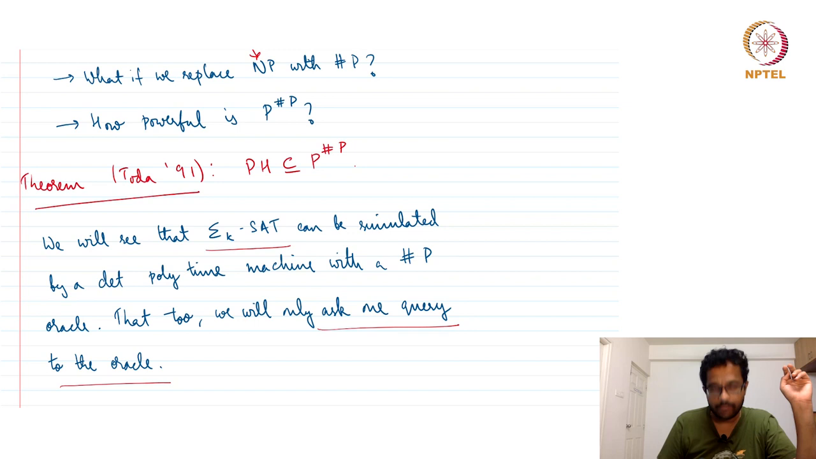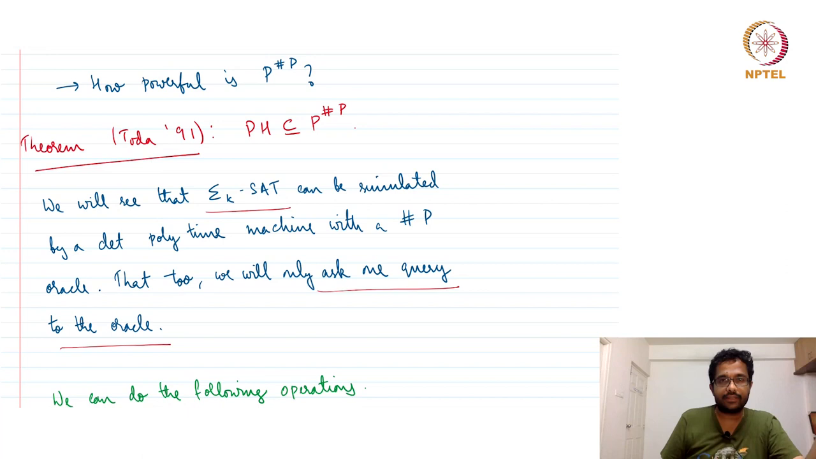We will show that this language can be simulated by a deterministic polynomial time Turing machine with access to a Sharpie oracle, which is what we are saying here. And not only that, a Sharpie oracle with a Turing reduction could be asked multiple queries, right? What we will show is that it is enough to just ask one query to this oracle. All we need to do is ask one query, not even multiple queries, right? So now let's see the proof.